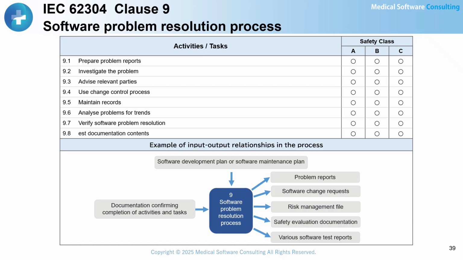In the activities of software problem resolution, the manufacturer is required to use the problem resolution process whenever a problem or nonconformity is identified. This activity is essential to ensure that discovered problems are thoroughly analyzed and evaluated with respect to their impact on safety. Finally, the timing for applying the software problem resolution process to identified problems or nonconformities must be described in the software development plan.